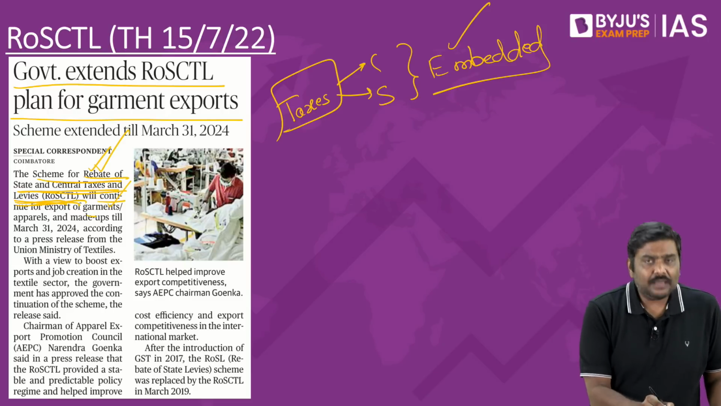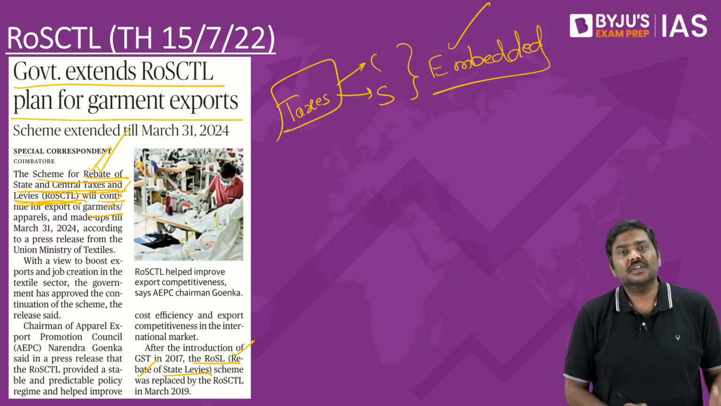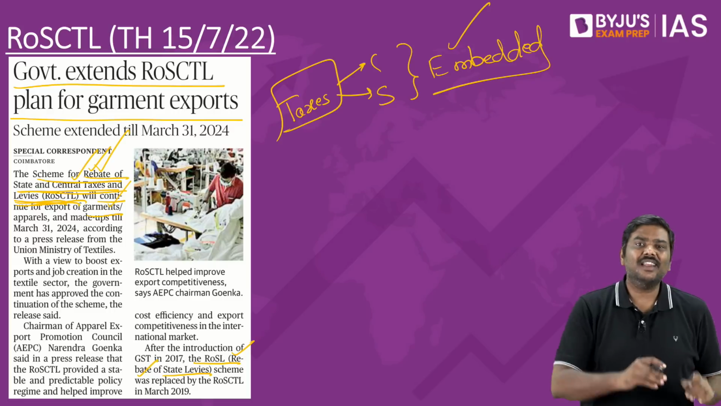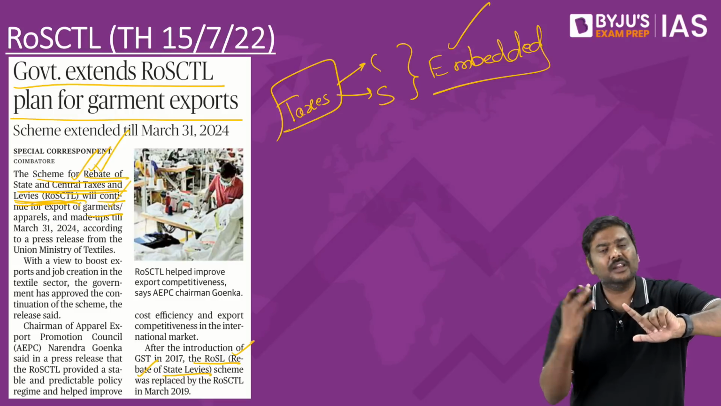Now this particular scheme was introduced earlier. There was one more scheme, RoSL, Rebate of State Levies. Over a period of time, this RoSL has been replaced with RoSCTL, under which the taxes that you have paid both at central as well as state level are now getting rebated.